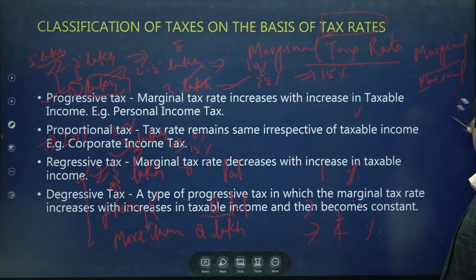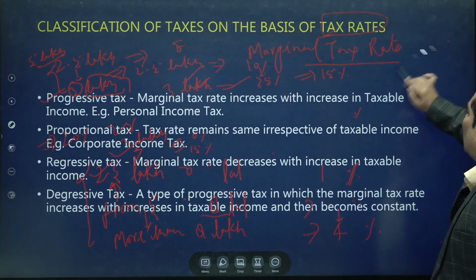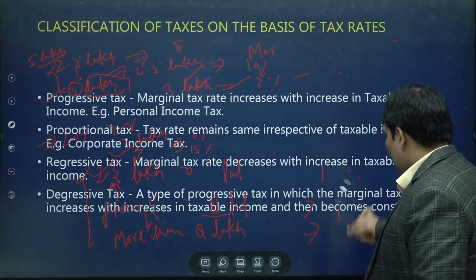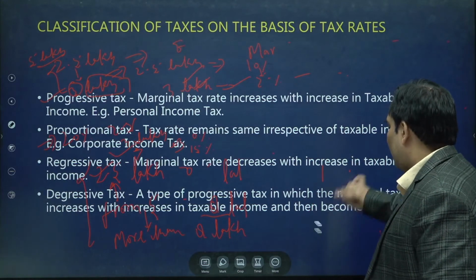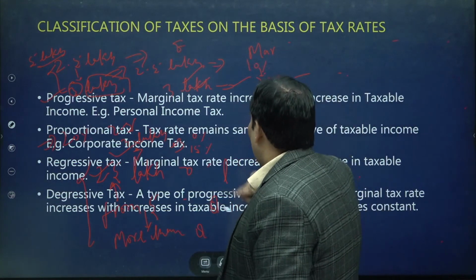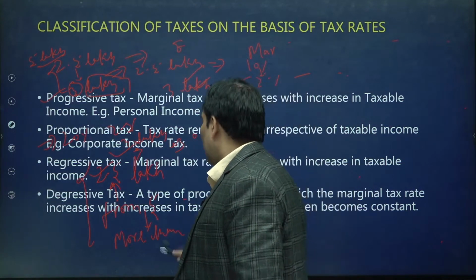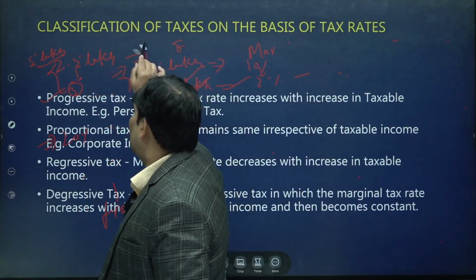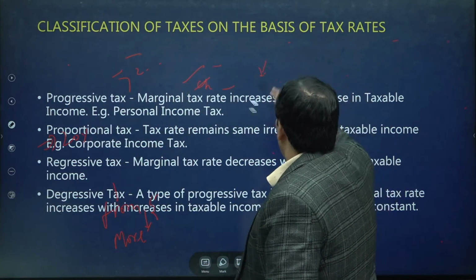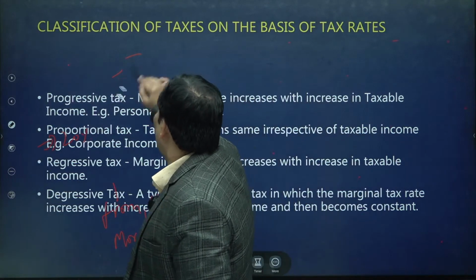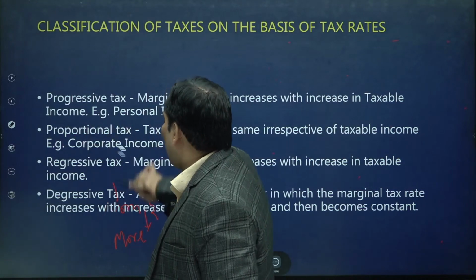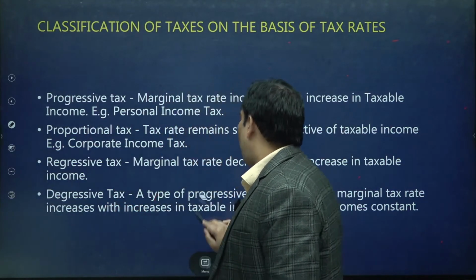What happens in case of proportional tax system? The marginal tax rate remains constant irrespective of taxable income. I am going to repeat once again that in case of proportional tax system, the marginal tax rate remains constant. That means there is no increase in marginal tax rate when there is an increase in the taxable income. That means the taxable income is increasing, but the marginal tax rate is not increasing. That is known as proportional tax system.